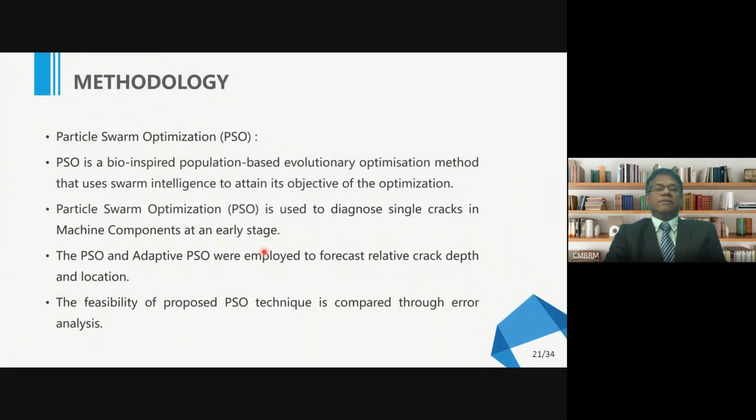When we have real-time, continuous signals from our sensors, it is quite difficult to manually find out exactly which sensor or which signal is the best one. So for this we have used an AI technique, that is particle swarm optimization. Here I have also used an adapted PSO.